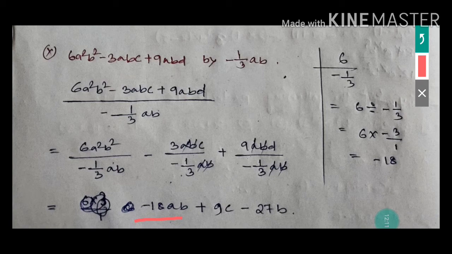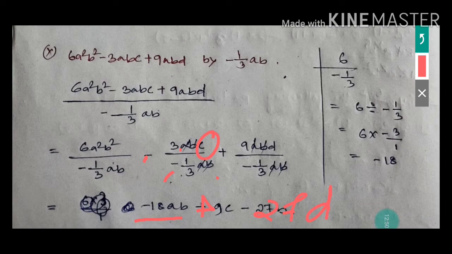Similarly, 3 times minus 1 by 3: 3 threes are 9, and minus times minus becomes plus. Then it will be 9, ab will get cancelled, and c will only be there, so 9c. Similarly, 9 and 3 will be multiplied, 9 threes are 27, and minus times plus will be minus. Then ab will get cancelled again, and the only remaining factor is d. The remaining factor will be d. I have written b here, it's okay, you may correct it, so it will be 27d.